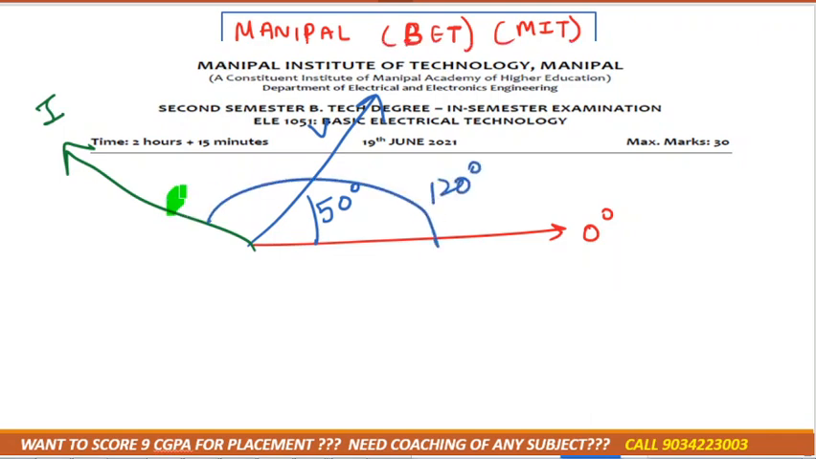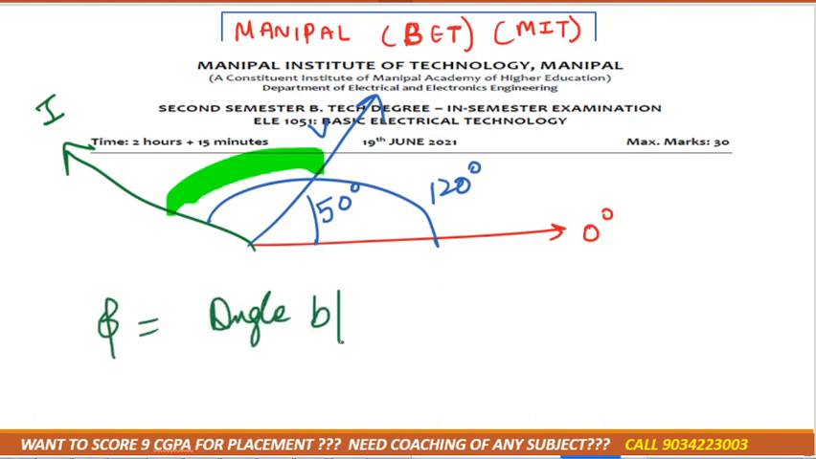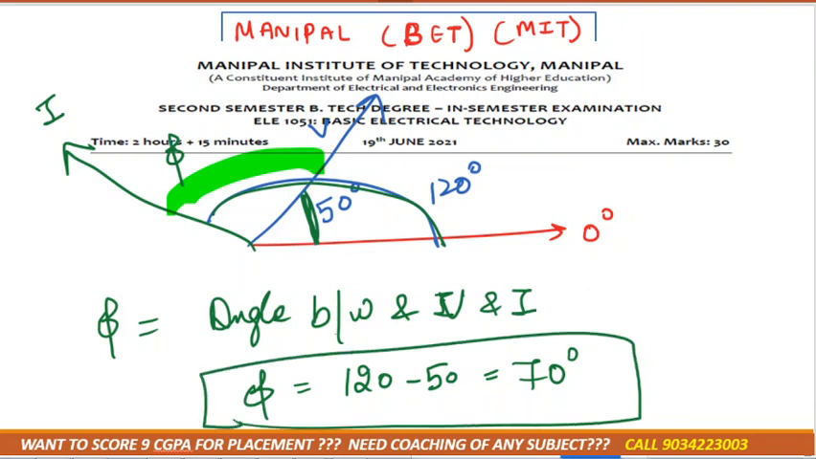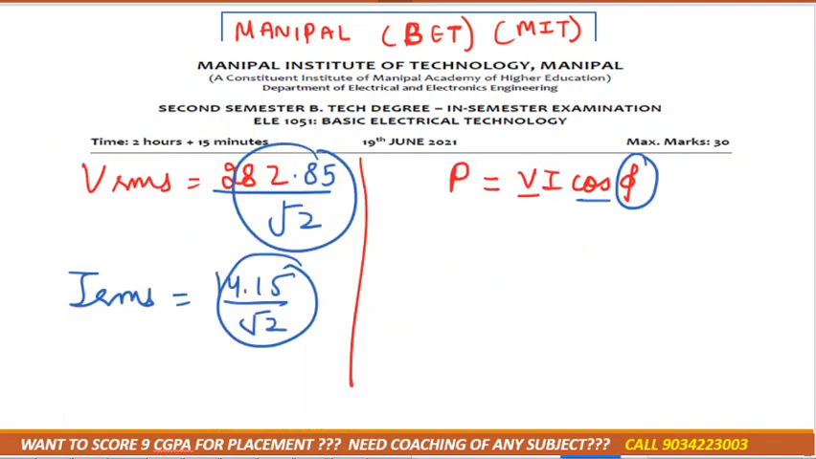So basically what is phi? Phi is the angle between voltage and current. Okay, phi is the angle between voltage and current. Voltage angle is 50 degree and current angle is 120 degree. So can anyone tell what would be the value for phi? That is 120 minus 50, right? So phi is equal to how much? 70 degree. Clear? So phi is equal to 70 degree.